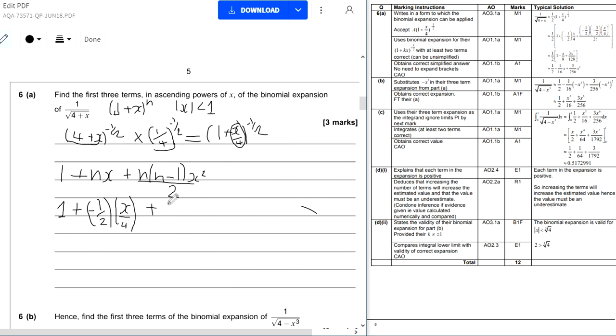And then next substitution, n minus 1, so n is still minus a half. N minus 1, you could substitute it like that, and that's perfectly valid. You may go straight away to say it's minus 3 over 2, but being careful is not going to be a bad thing. And then be careful here, it's not x squared, it's x over 4 squared.